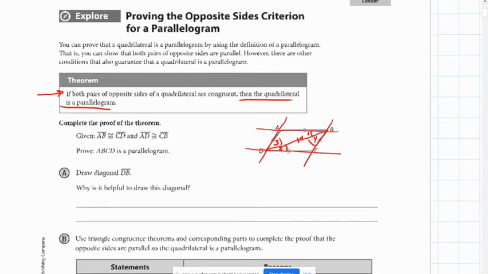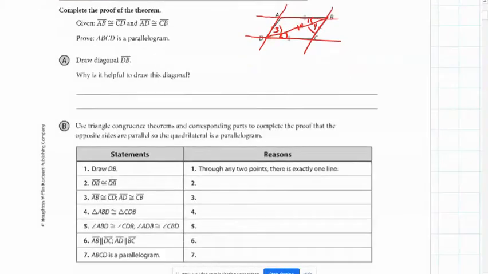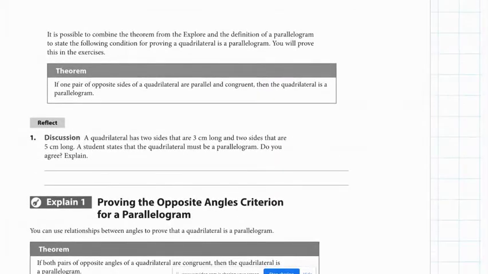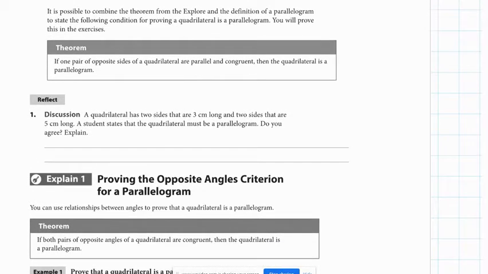So now you see again why we spent so much time on congruent triangles, because understanding how to prove congruent triangles helps us prove a lot of other important things in geometry. Like in this case, it helps us prove that a quadrilateral with two pairs of opposite sides congruent must be a parallelogram.